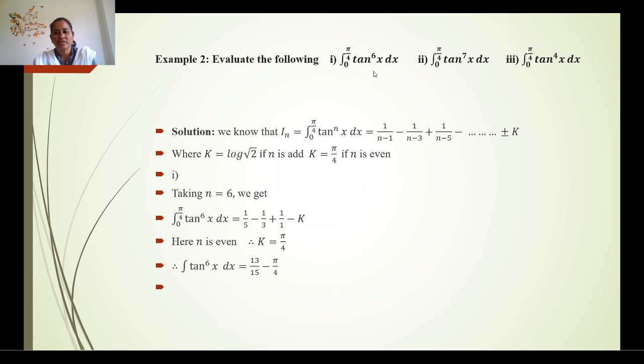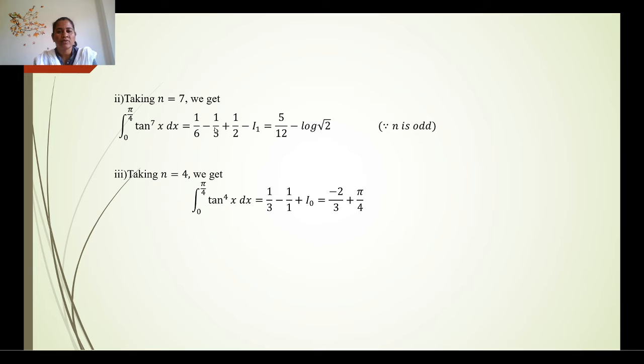Taking n is equal to 6, the n value here is 6. For that reason n is equal to 6, and it is an even number. For an even number we have to write k is pi by 4. So we get the required answer, that is 13 by 15 minus 5 by 4.